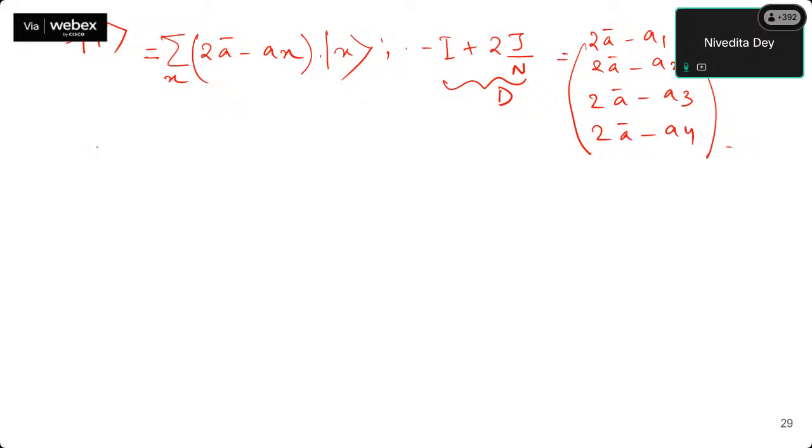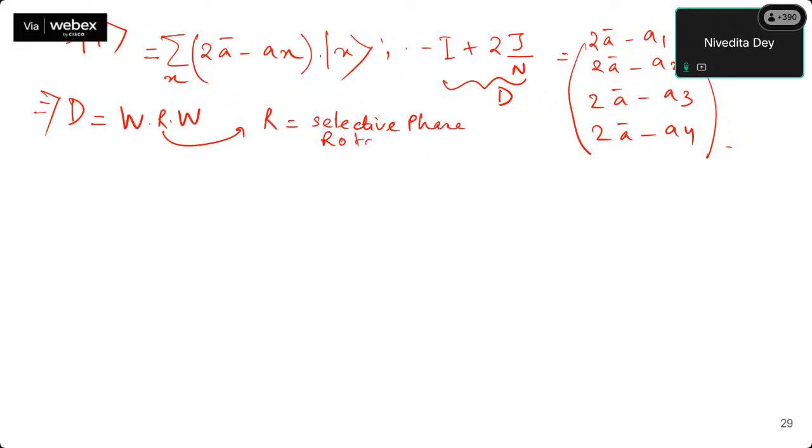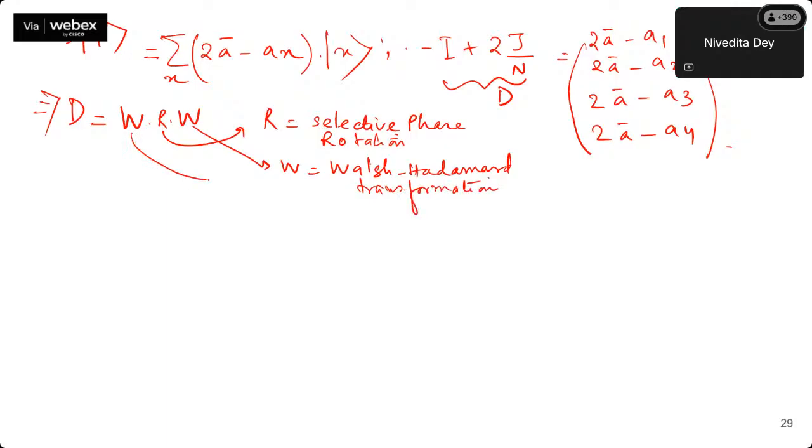And this diffusion operator, that's why also represented as WRW, right? This R is the selective phase rotation. This is not the Grover R. Okay. This is the selective phase rotation. And W is the Walsh Hadamard transformation matrix. And this one also like same.